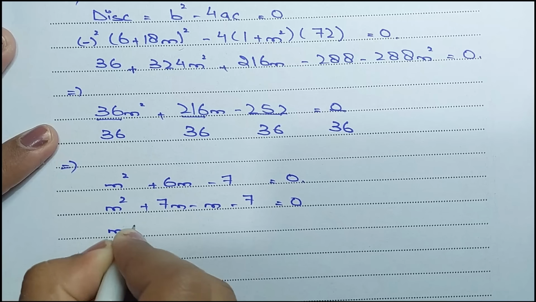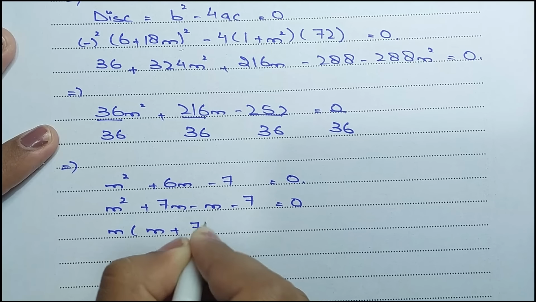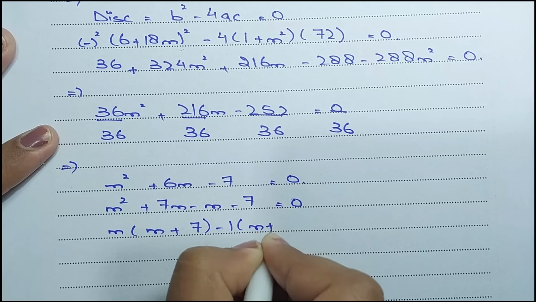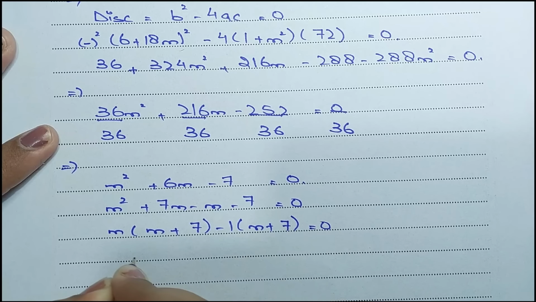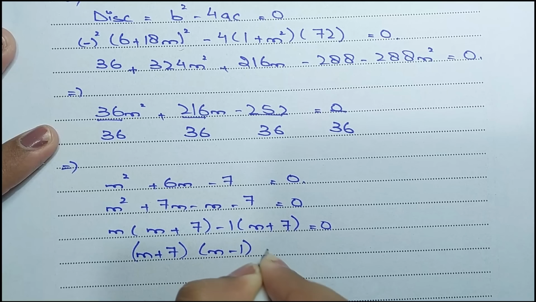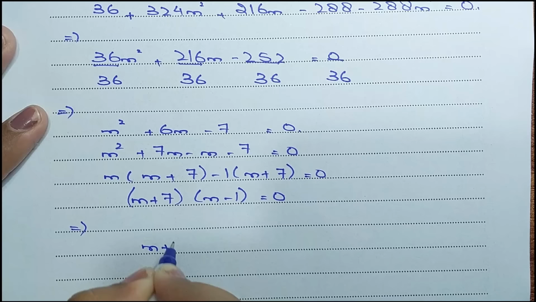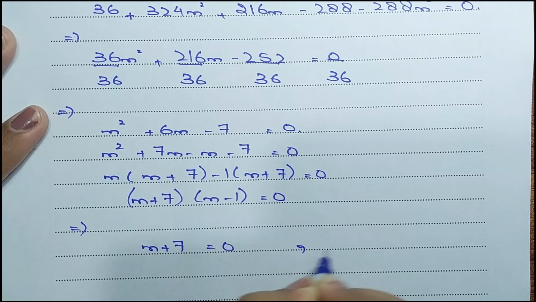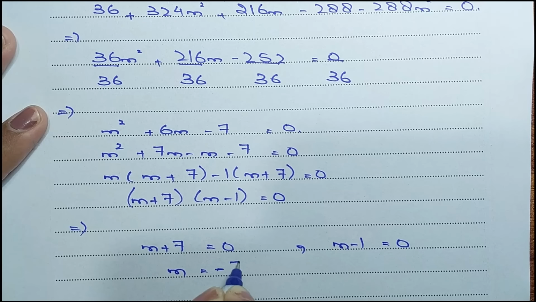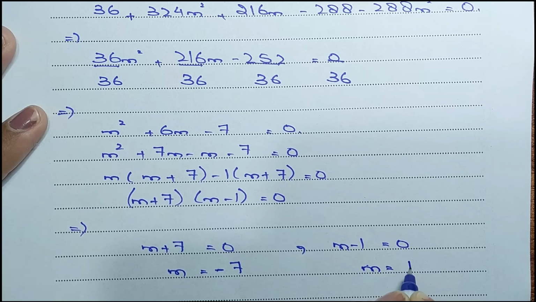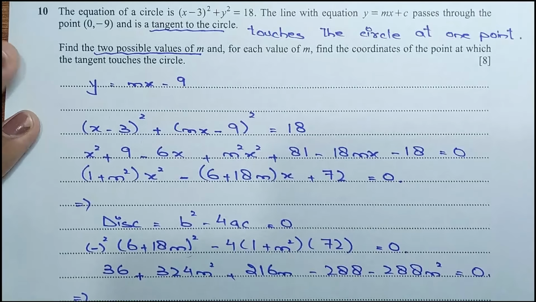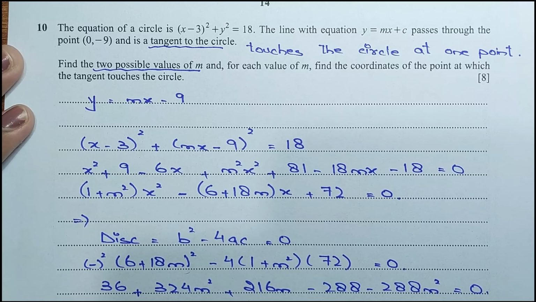Okay, m plus 7 is common, so we have m plus 7 and m minus 1, and this equals 0. So we will get two values of m. M plus 7 equals 0, and m minus 1 equals 0. So from here m is negative 7 and m is equal to 1. These are the two values of m, which are 1 and negative 7.